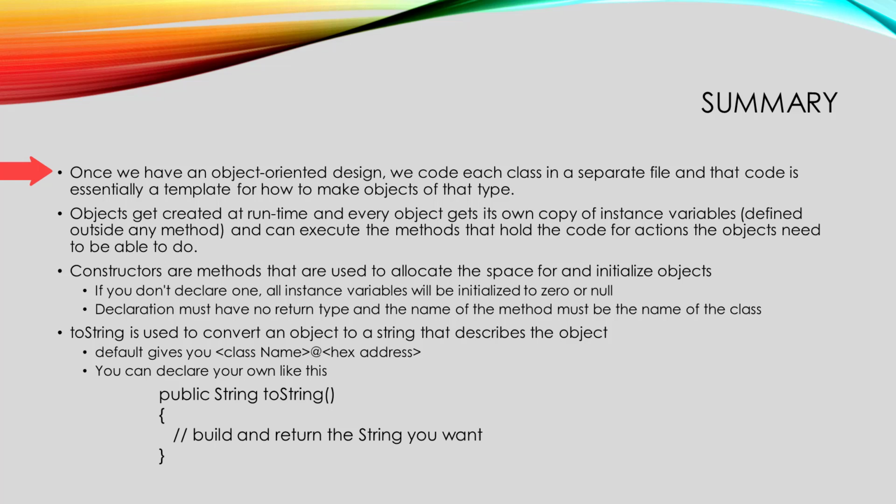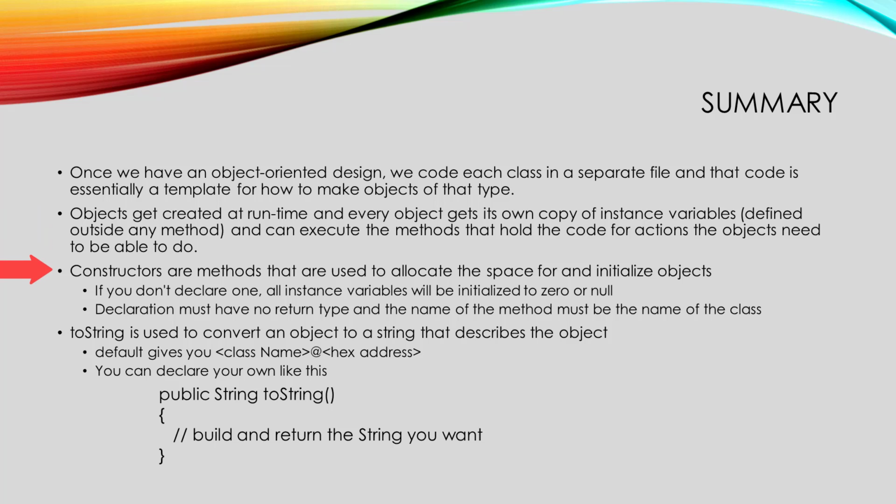In this video, we talked about how to take an object-oriented design and translate it into code. Each class in our design becomes one source file in our system, and that code is a template for how to make objects of that type. That code includes instance variables that are declared outside of any method, and each object gets its own copy of those variables. In addition, there are methods that encode the actions that objects need to be able to do.